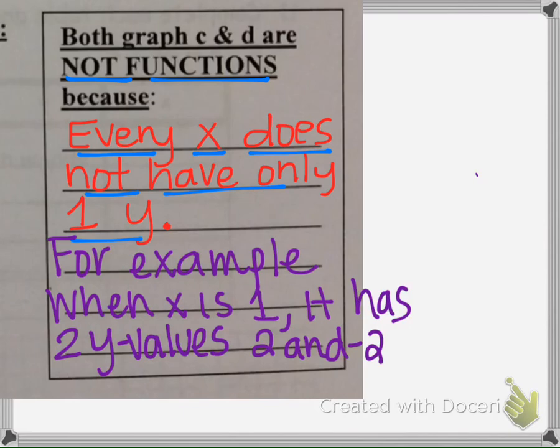I could say every x does not have only one y, and then I could put an even more detailed answer. For example, when x is 1, it has 2 y values, 2 and -2. Okay, another great example of a response. Instead of saying every x does not have only one y, because what if it's not x in the problem? You could put every input does not have only one output, instead of y, maybe it's a different variable. And then you could be even more detailed and say, for example, when x is 1, it has 2 y values.